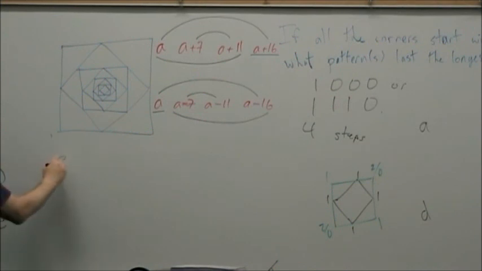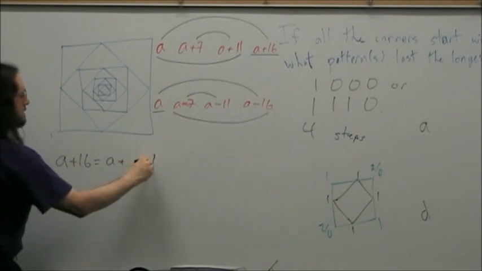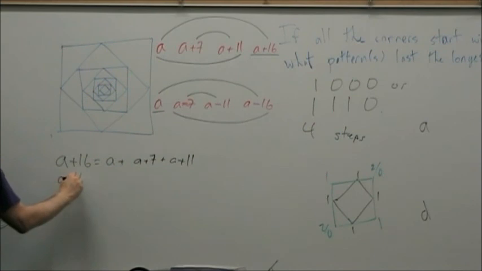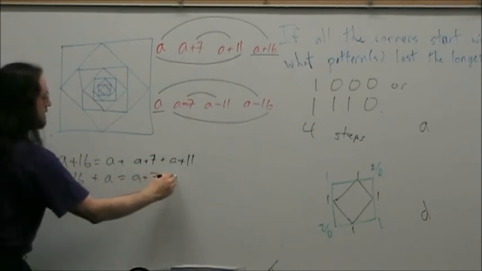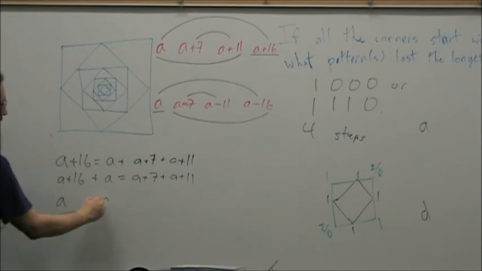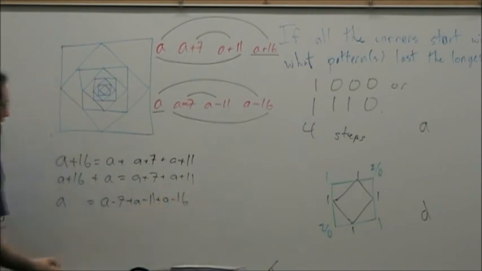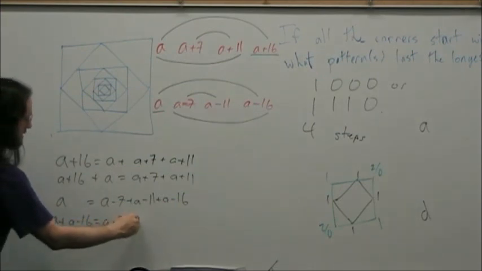So let's check them. I could have A plus 16 equals A plus 7 plus A plus 11. Or I could have A plus 16 plus the smallest one, A, equals A plus 7 plus A plus 11. Or the same thing with minus. I could have A equals A minus 7 plus A minus 11 plus A minus 16. Or I could have A plus A minus 16 equals A minus 7 plus A minus 11.